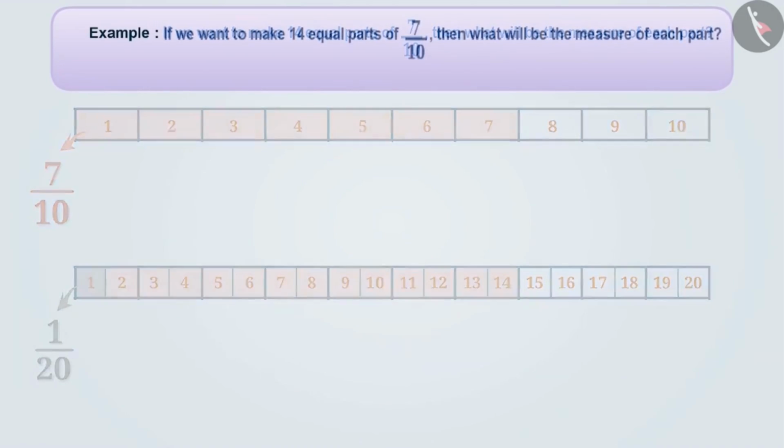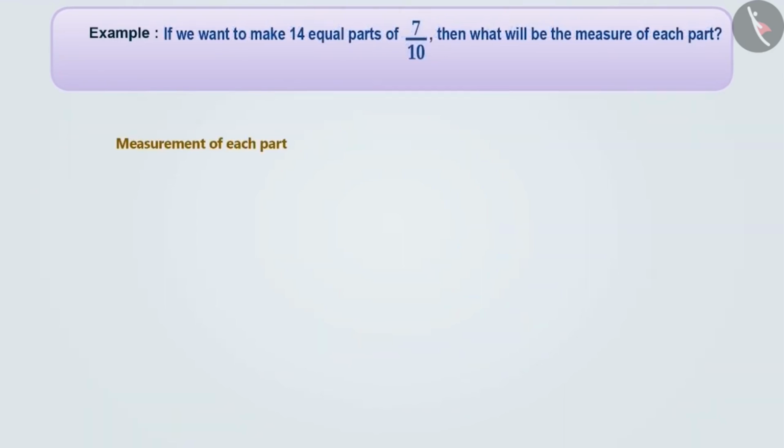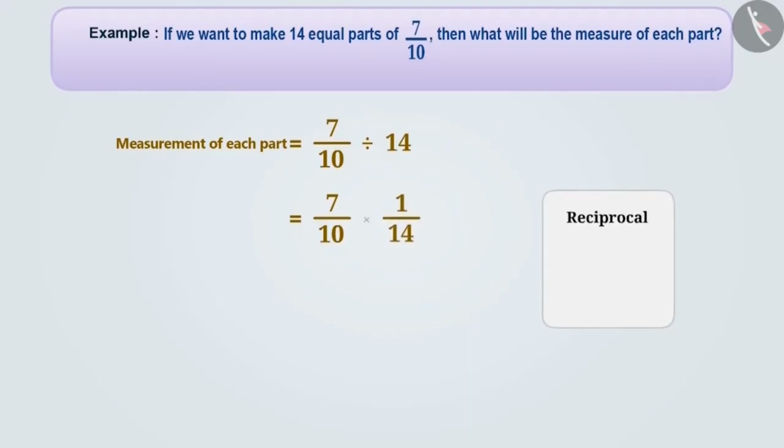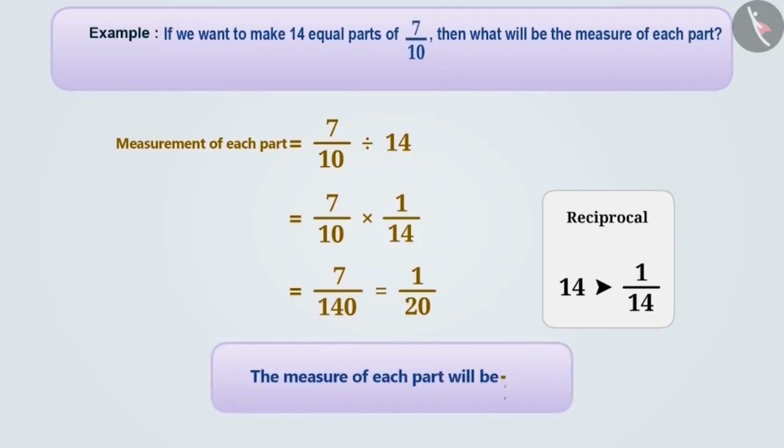Let's solve this mathematically. To find the measurement of each part, we have to divide 7 by 10 by 14. To solve this, we will keep the first fraction exactly the same and multiply it by the second number's reciprocal. Here, the reciprocal of 14 is 1 by 14. Therefore, if we want to make 14 parts of 7 by 10 parts, then the measurement of each will be 1 by 20.